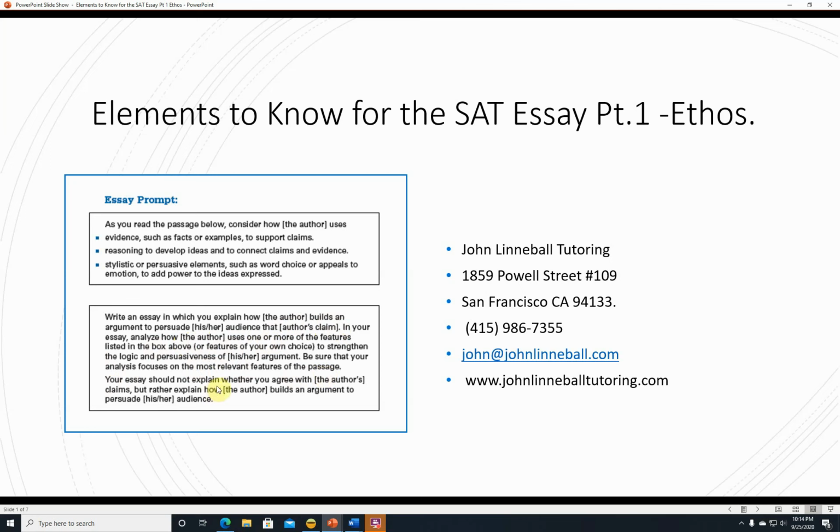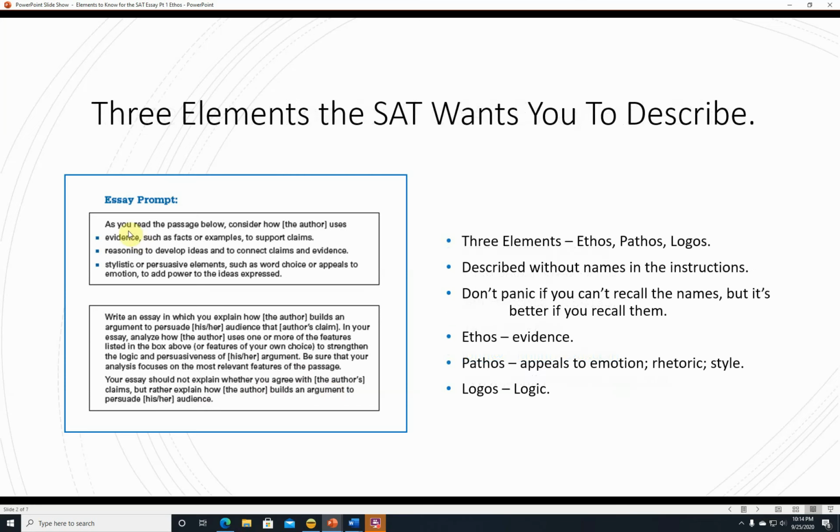Your essay should not explain whether you agree with the author's claims, but rather explain how the author builds an argument to persuade his or her audience. So let's move on. Three elements the SAT wants you to describe. So we have a repeat of the same generalized essay prompt. We have evidence such as facts or examples to support claims. Well, we have three elements here that are ethos, pathos, and logos. So ethos is evidence. And we can see evidence such as facts or examples to support claims.